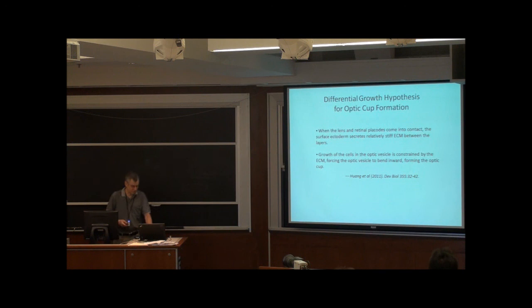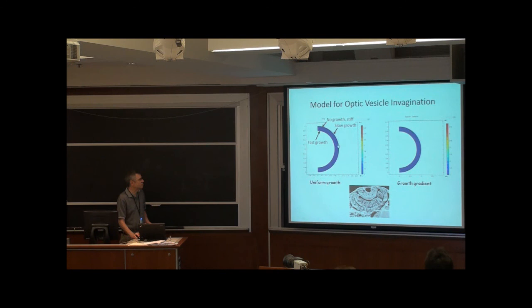So, we created two finite element models for this process. In the first, we have a relatively thin layer up here that's not growing. A region down here, this would be the optic vesicle, which forms the optic cup in the future, where we specify relatively fast, uniform growth, and then slower growth outside. And if you watch the model, you see how it invaginates. It looks pretty good up to a point, and then it just stops and starts expanding. This is what it should end up looking like, and it's not quite right.